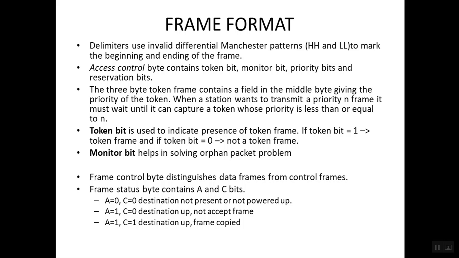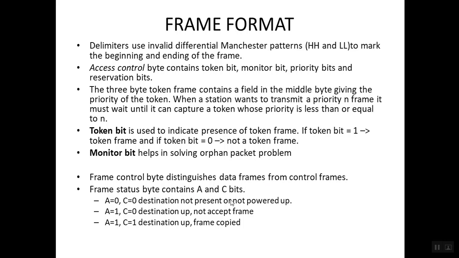A station can transmit a frame with priority n only when it can capture a token with priority less than or equal to n. Otherwise, that station cannot transmit a frame with priority n. Okay, then the next field is the frame control field. A frame control field can be used to distinguish between data frames and control frames.